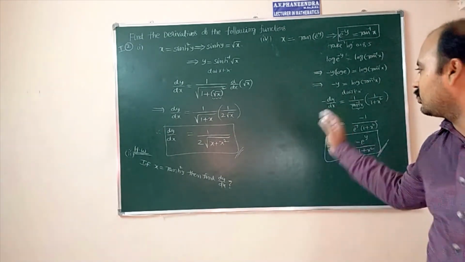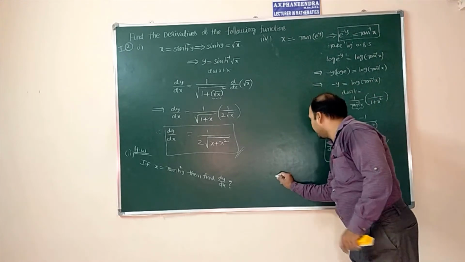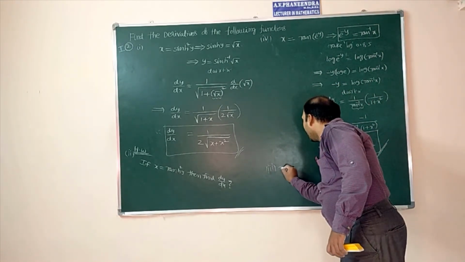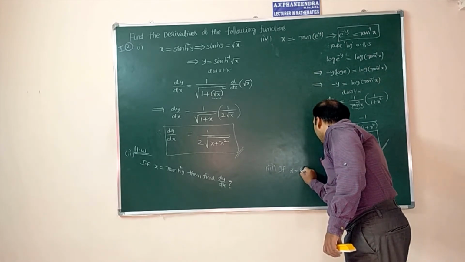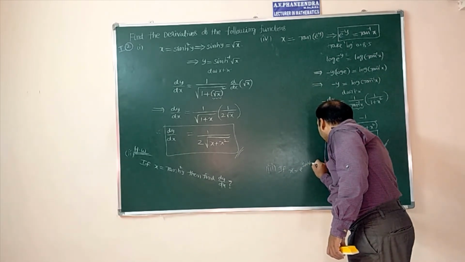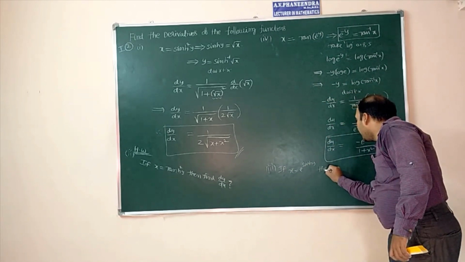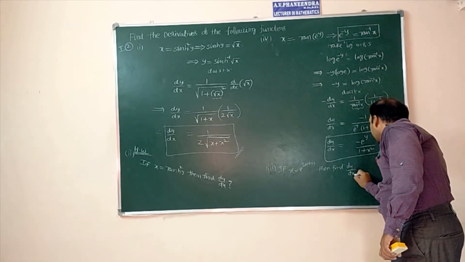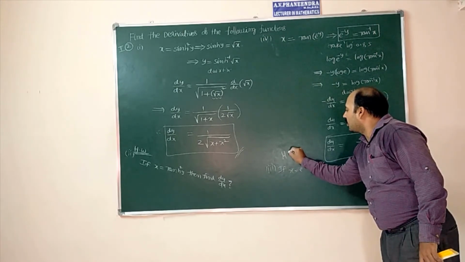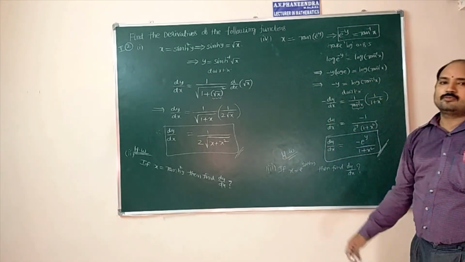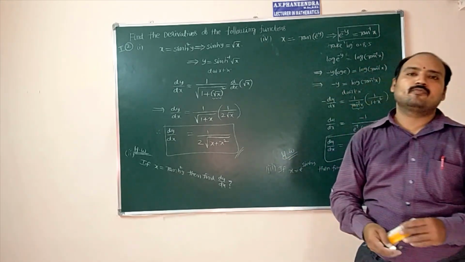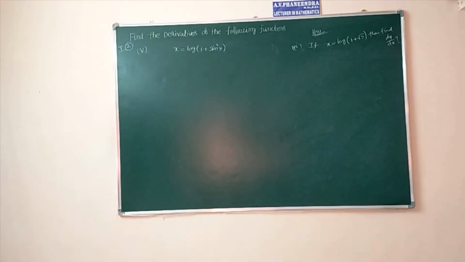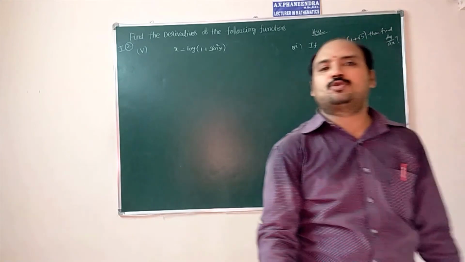And for this also, you have to write one homework question, that is number 3. If x is equal to e power sin hy, then find dy by dx. It's a homework problem. Try to do it by practicing. The last two questions in this session.